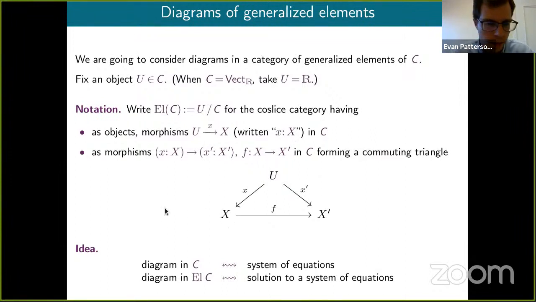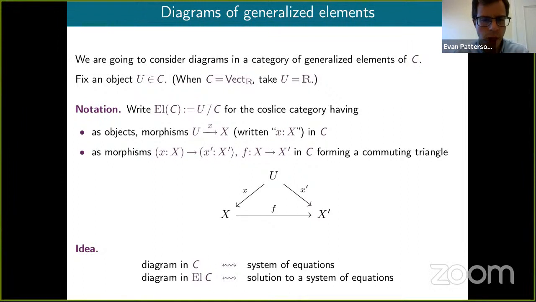little x's of type big X, and that's the intuition. And so then the basic idea is to say, okay, well, we're going to think about a diagram in C as being a system of equations, and then a diagram in L of C, in this category of generalized elements, is then going to represent some kind of solution to a system of equations.